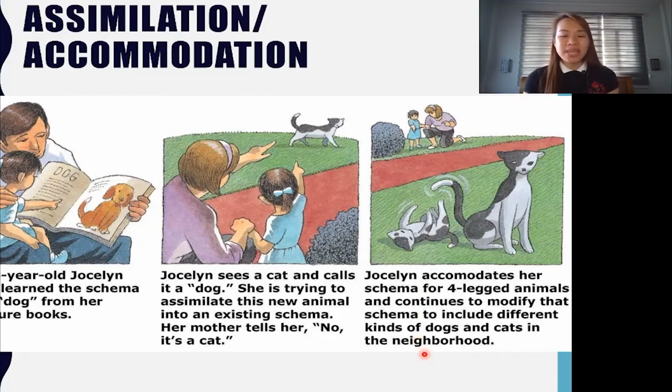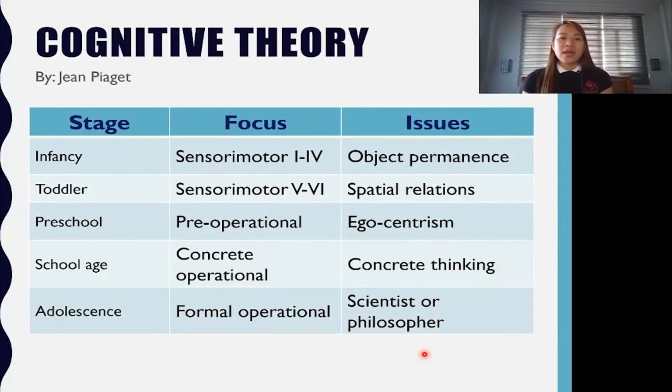Okay, that is assimilation. Now, for Jean Piaget, these are the different focuses naman of cognitive theory. So, in infancy, we call that sensory motor, 1 to 4. So, ibig sabihin, ang pag-aaral ng isang infant is through senses and motor. That's why it's very good to give them textured toys.